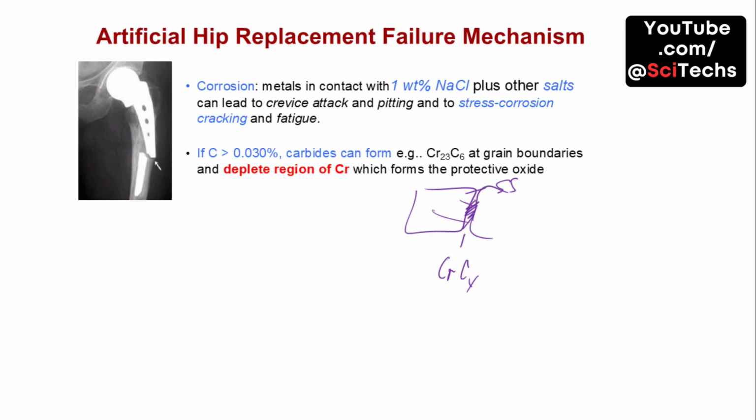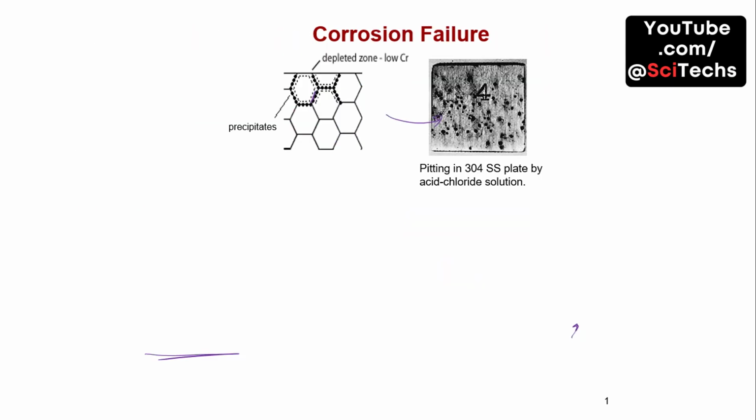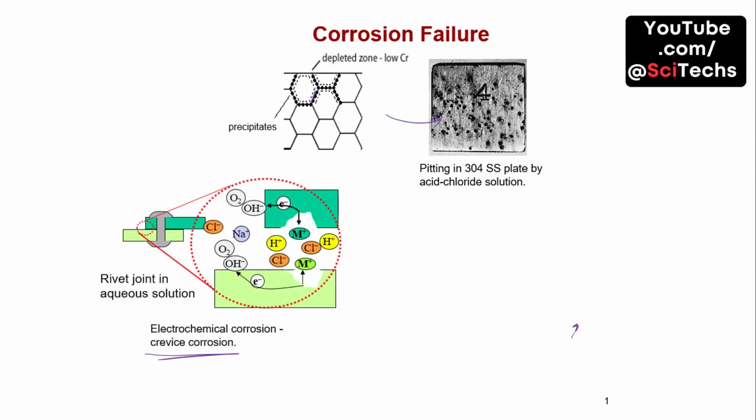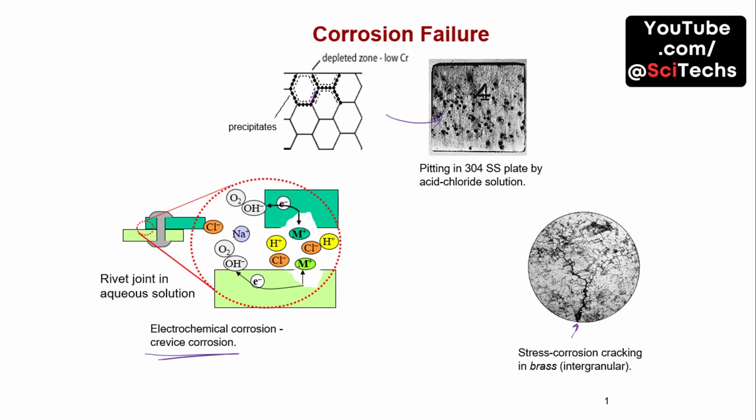Artificial hip replacements can fail due to corrosion from contact with body fluids, leading to crevice attack and stress corrosion cracking. Proper material selection is crucial to prevent these issues. Corrosion failure can occur in various forms, such as pitting in stainless steel or stress corrosion cracking in brass. Understanding these mechanisms helps in designing more durable materials.